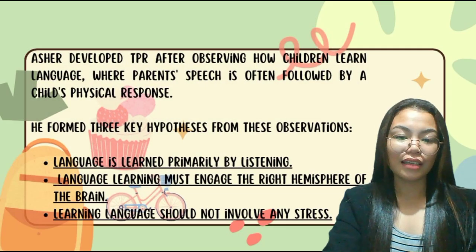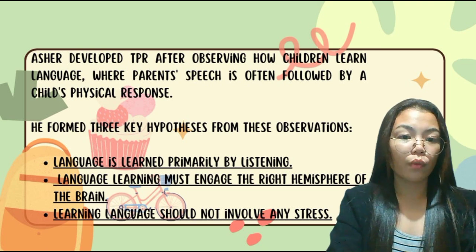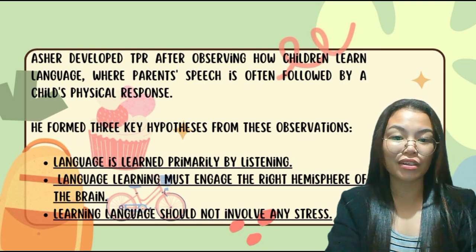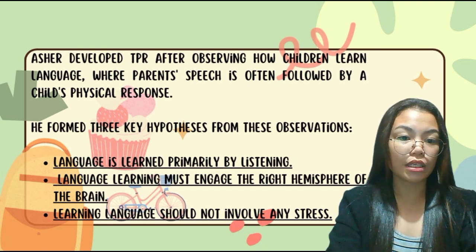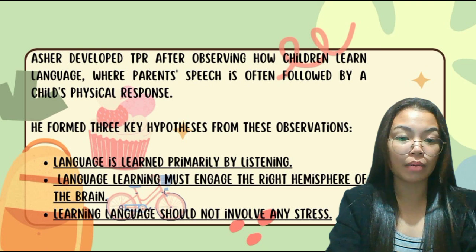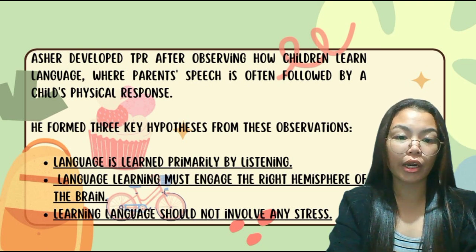Next, Asher developed TPR after observing how children learn language, where parents' speech is often followed by a child's physical response. He formed three key hypotheses from this observation. First, language is learned primarily by listening. Second, language learning must engage the right hemisphere of the brain. And lastly, learning language should not involve any stress.